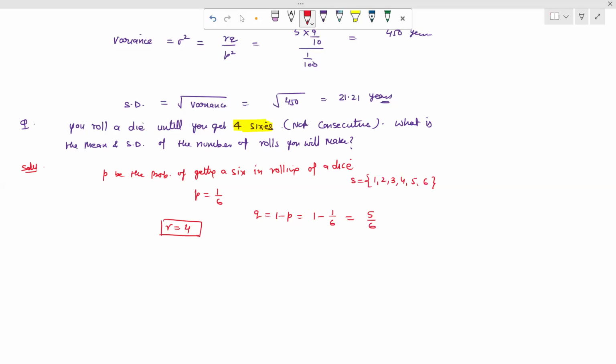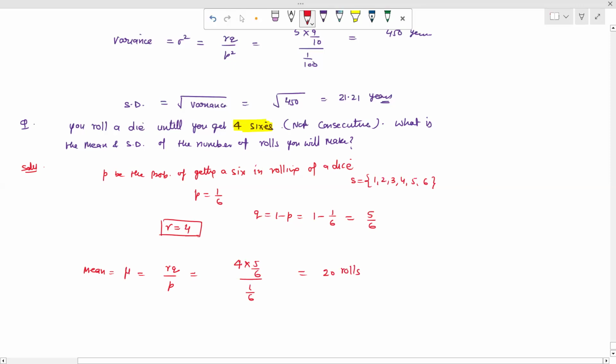Now we calculate the value of the mean. So mean mu is equal to rq upon p. So 4 into 5 by 6 upon 1 by 6 is equal to 20. So we require 20 rolls to get 4 sixes.